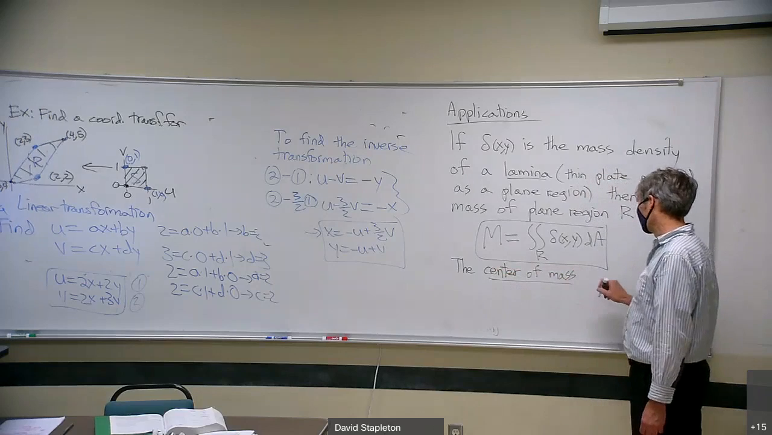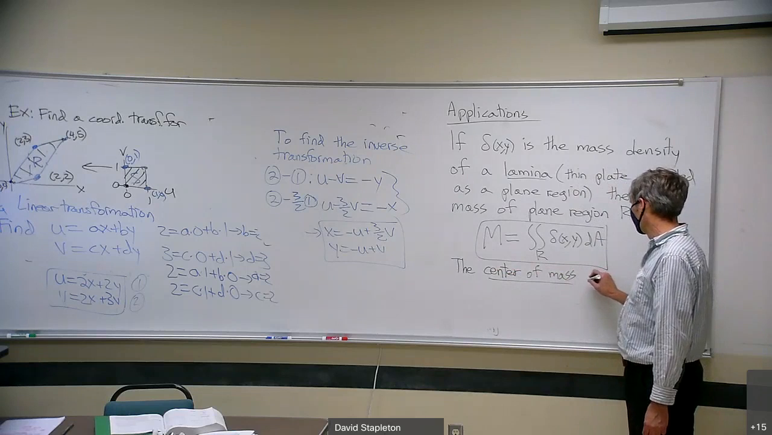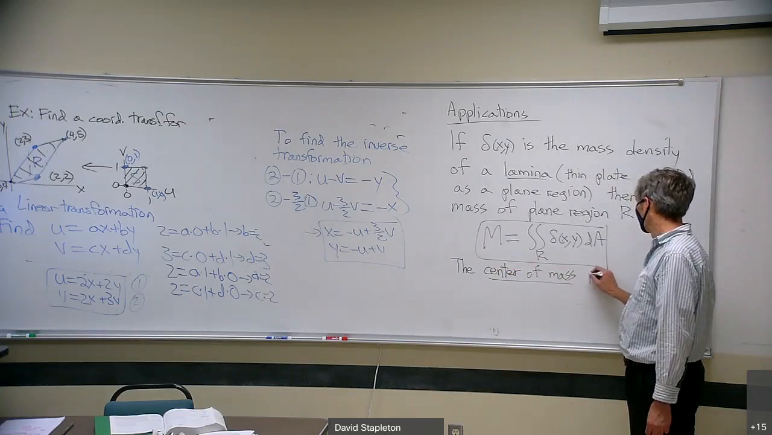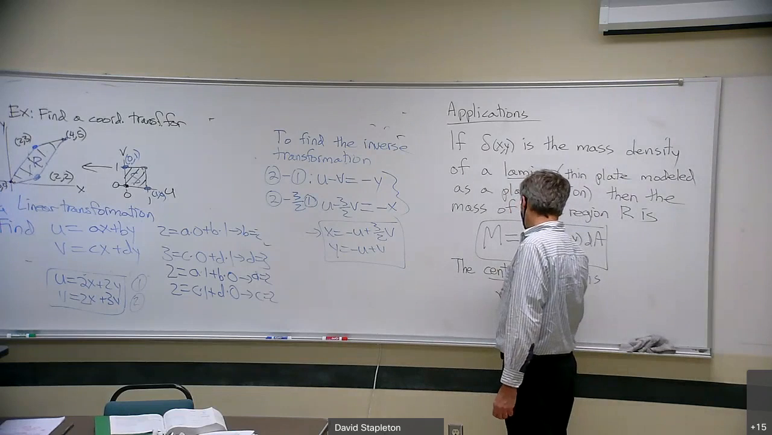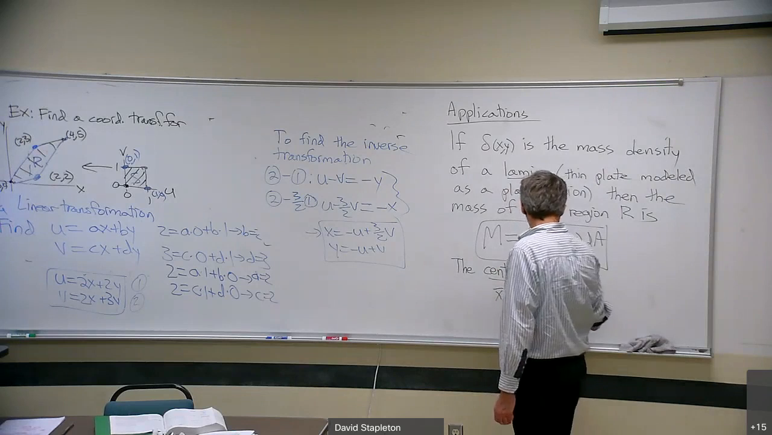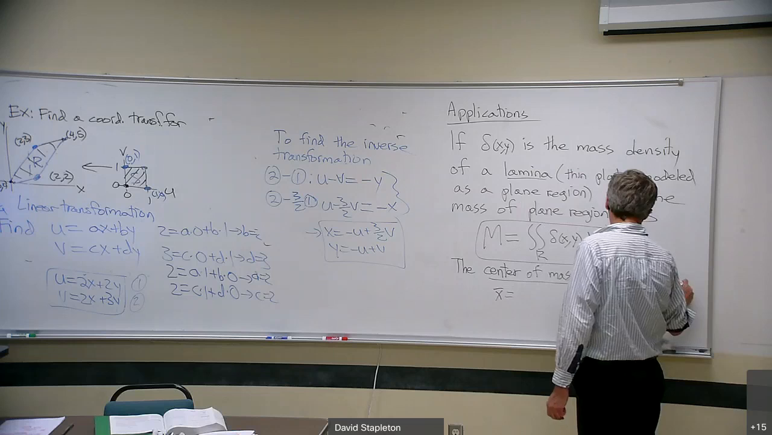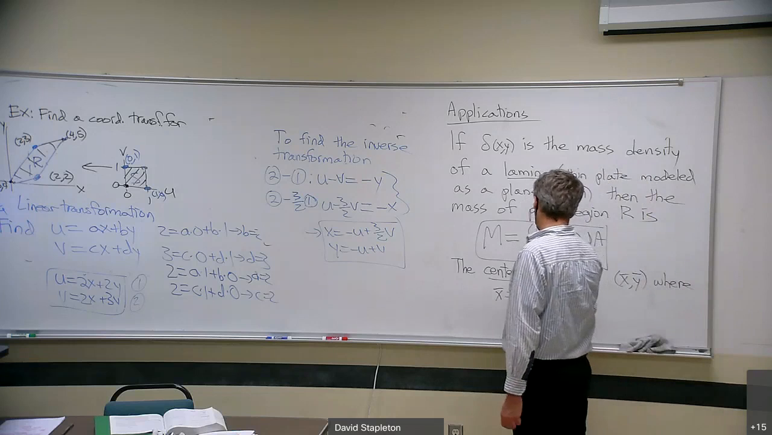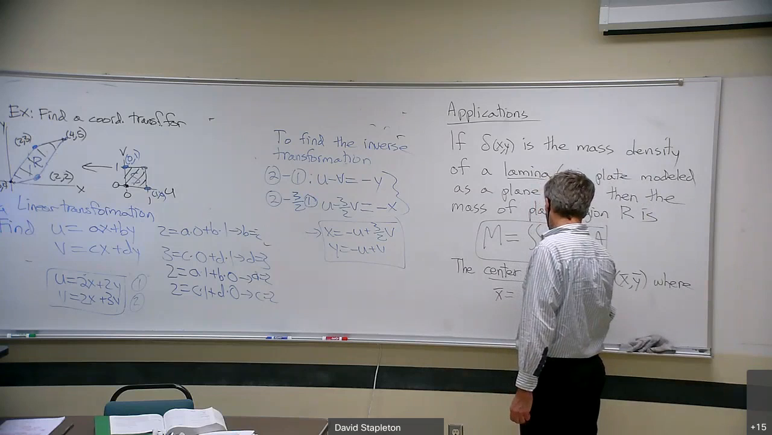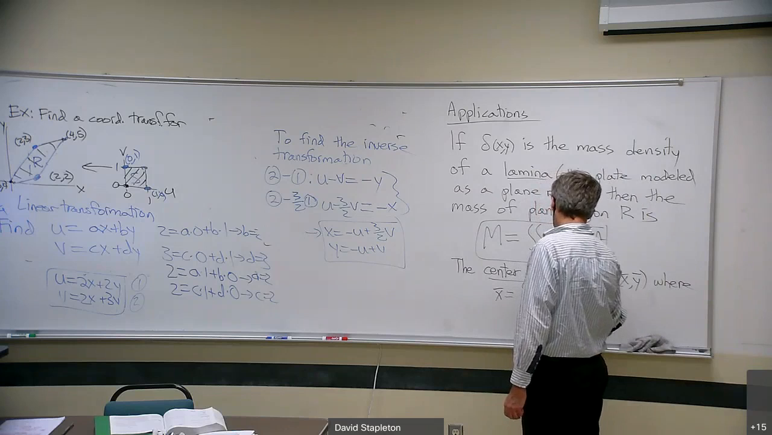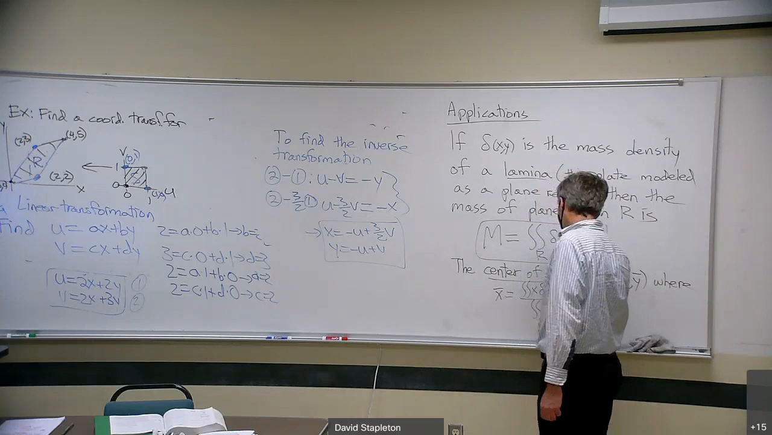The center of mass of the lamina is then x bar, y bar, these coordinates, where x bar is the double integral of x times the density dA over the double integral of the density dA.